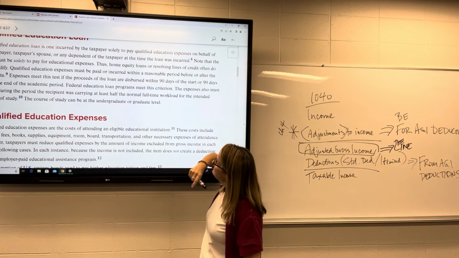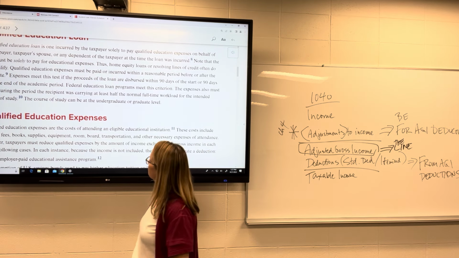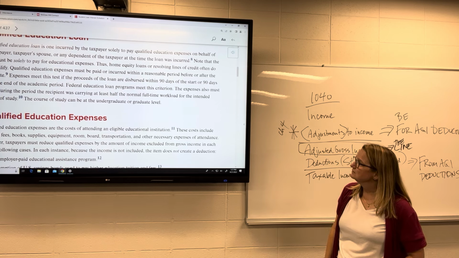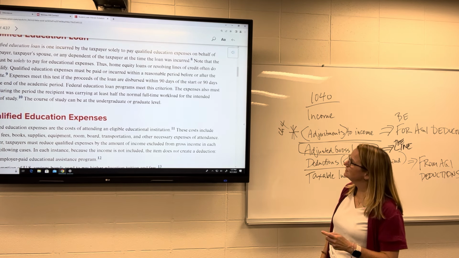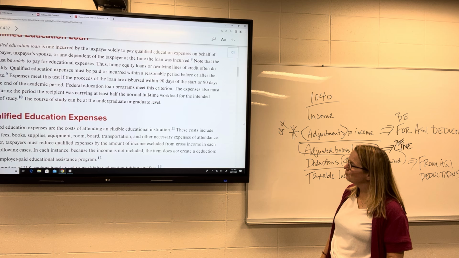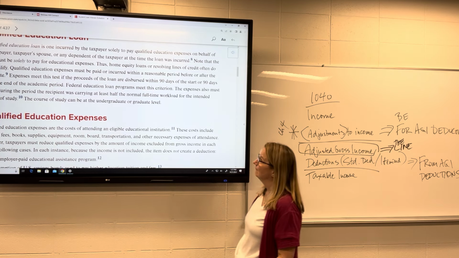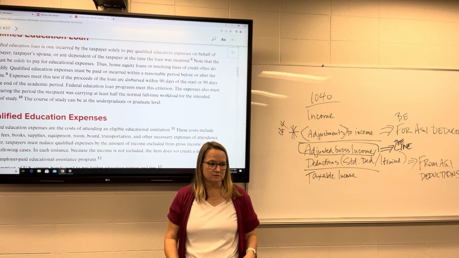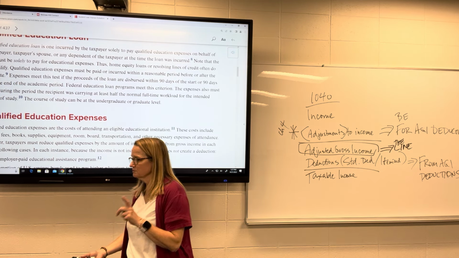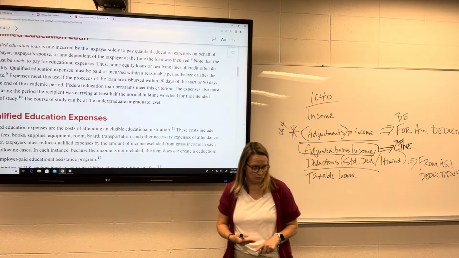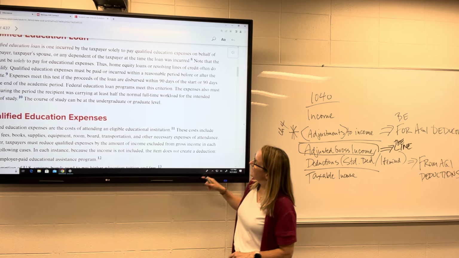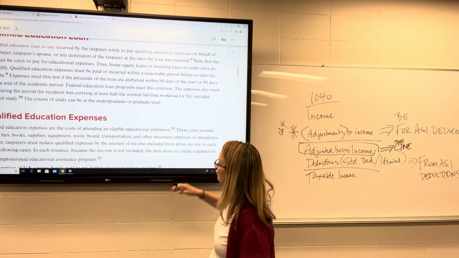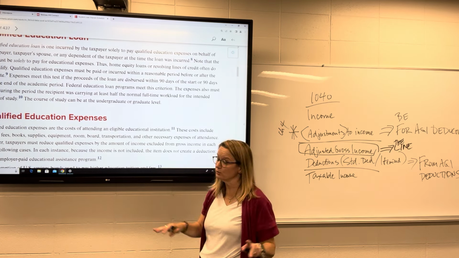The expenses must occur during the period that the recipient was carrying at least half of the normal full-time workload for the intended course of study. It can be at any level, associates, bachelors, graduates, whatever, but you do have to be in school at least half-time for that loan to be a qualified loan. So that's a qualified loan.